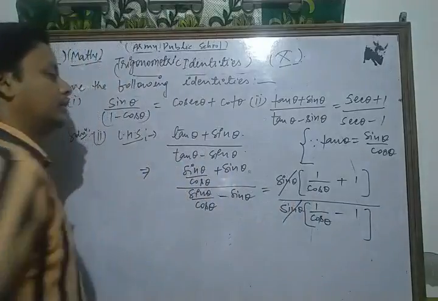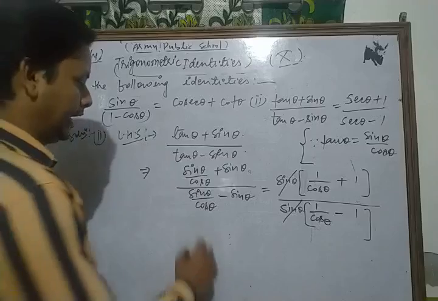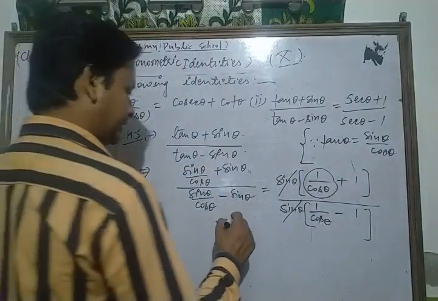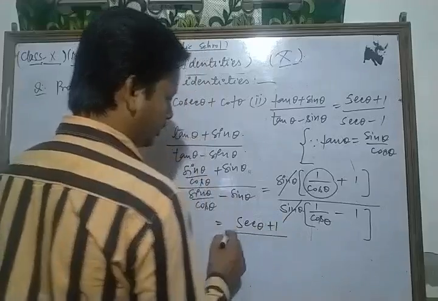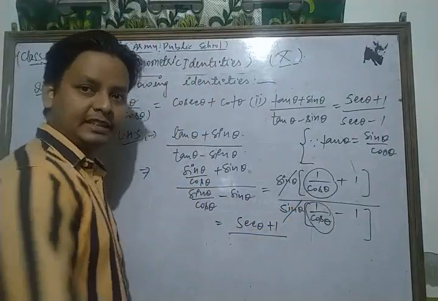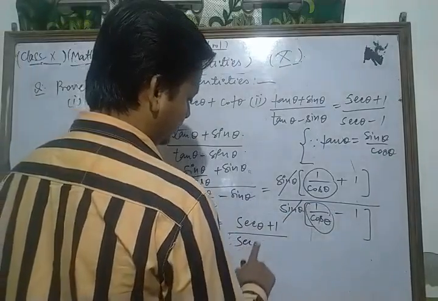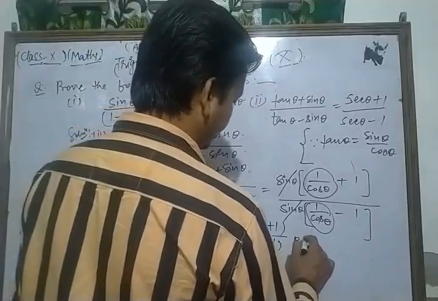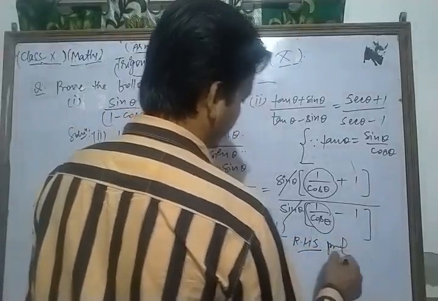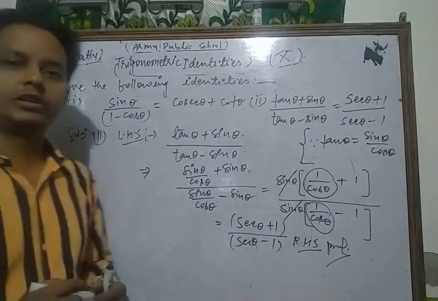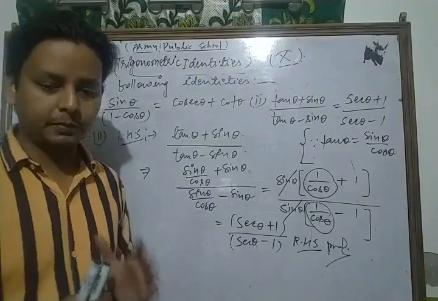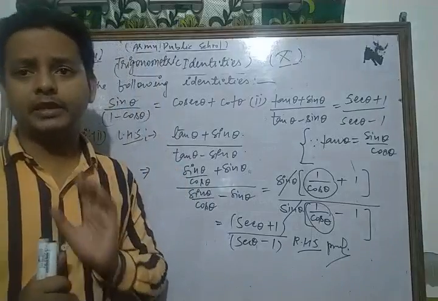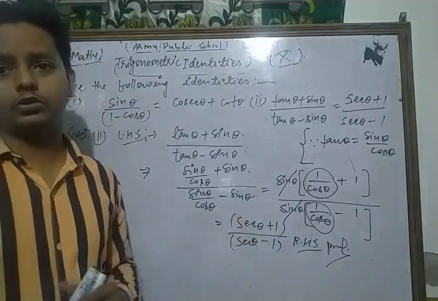Now sin theta cancels to each other, and dear students, you know that 1 upon cos theta is sec theta. So here we write sec theta plus 1 upon sec theta minus 1, and this is RHS, hence proved. So dear students, this is the process to solve that type of question. Please do more and more practice of that type of question. First learn all the algebraic identities, after that you can solve all the questions based on this topic.